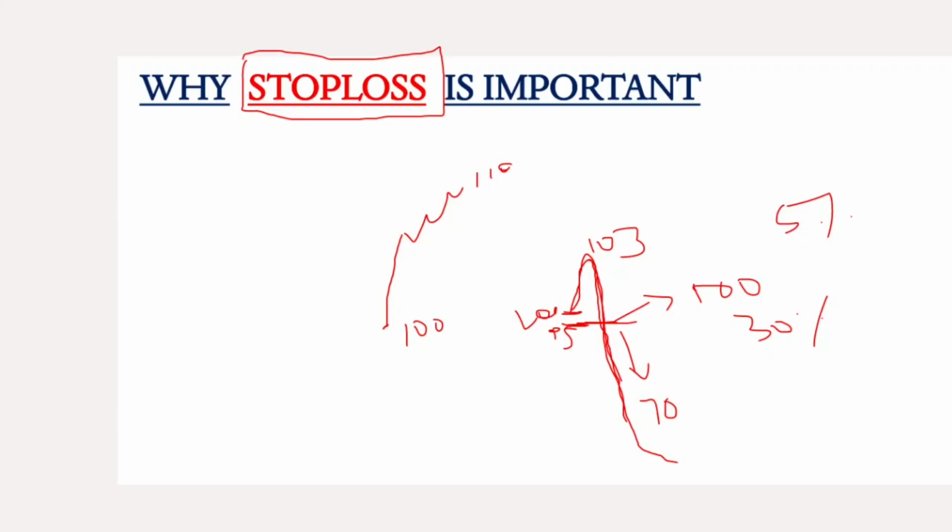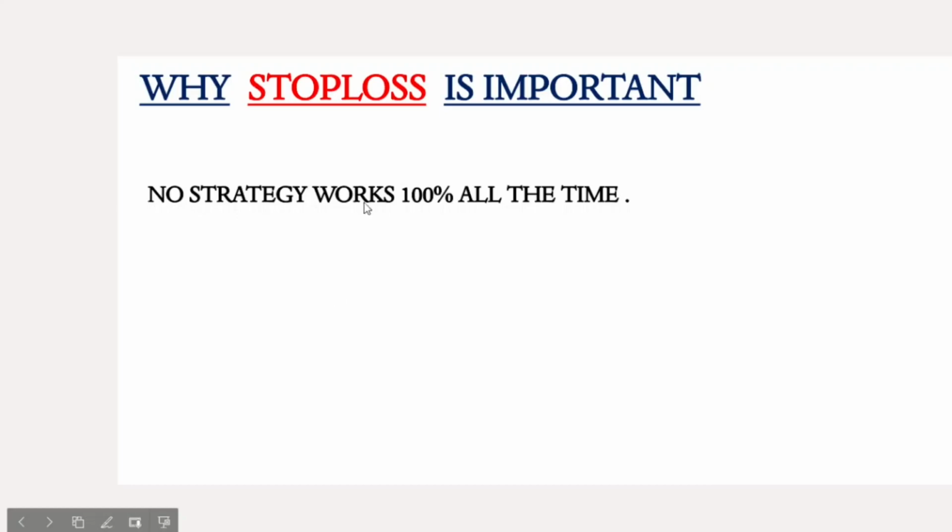If you lose 50% on every trade without keeping any stop loss, your account will be zero in just 2 trades. So stop loss is very important in any trade. The first important reason why stop loss is important is that no strategy works 100% of the time. If you have a strategy that works for 60% of the time in a month, then also you can end up with a good profit for the month.